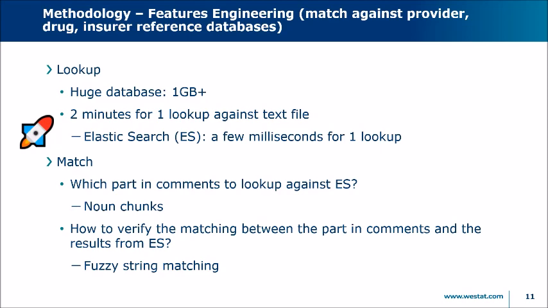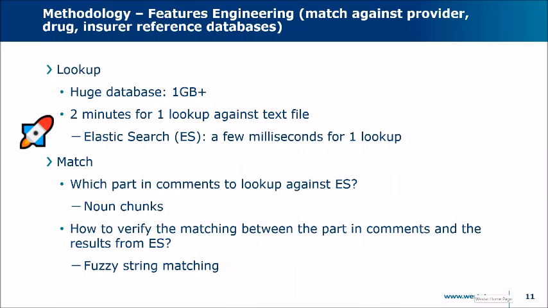We store it as a text file on the local machine. It took us 2 minutes for just one lookup against the whole text file. So if we have 4,400 data points, it took us 6 days to just look up the medical provider database. It's definitely way too slow for production. So that's why we adopted a search engine called Elasticsearch, and then we reduced the processing time from 2 minutes to a few milliseconds for just one lookup.